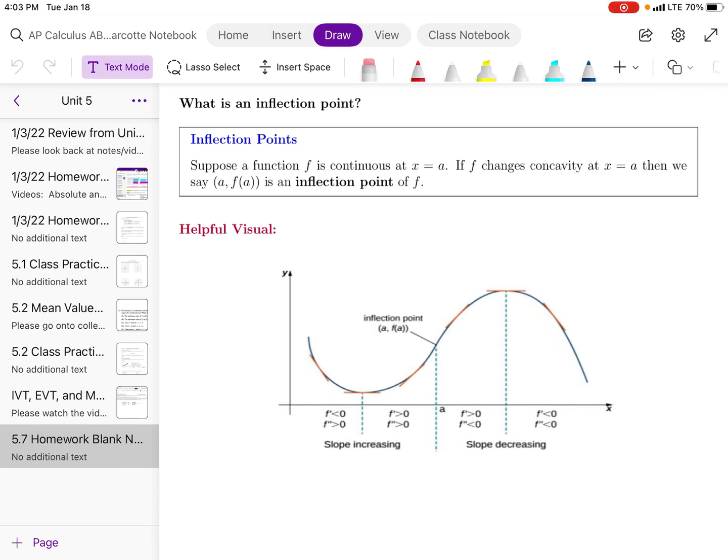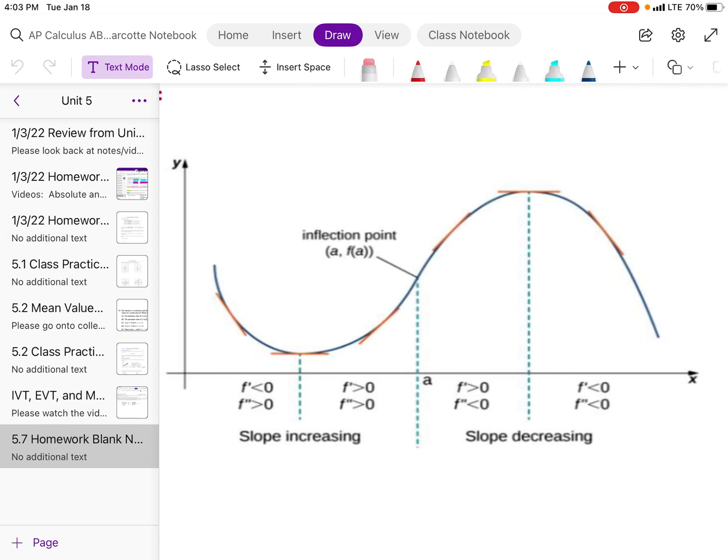So looking at this visual, hopefully you guys can see that at x equals a, I'm switching from concave up to concave down. Because when you look at it, right, to the left of x equals a, we can see that it's bending upward. And then to the right of x equals a, we can see that the graph is bending downward. So it definitely is changing concavity.